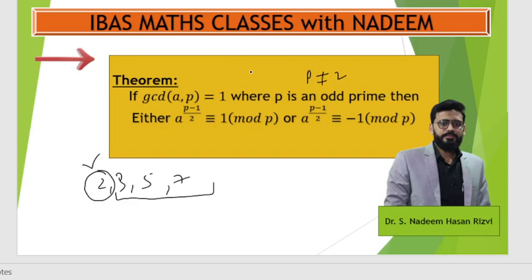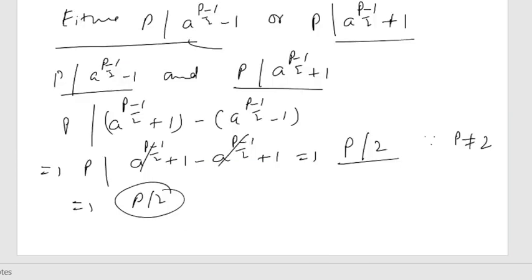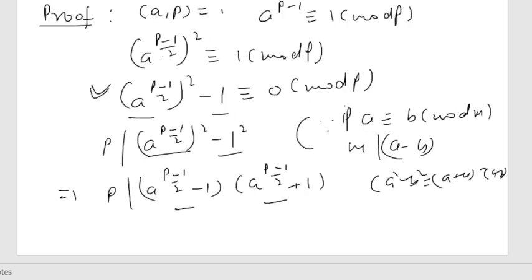That is the theorem, right? If the GCD of a and p is equal to 1, where p is an odd prime, then either a to the power (p minus 1) divided by 2 is congruent to 1 modulo p or minus 1. So the proof is very simple, and to prove this theorem, we must know Fermat's Little theorem.